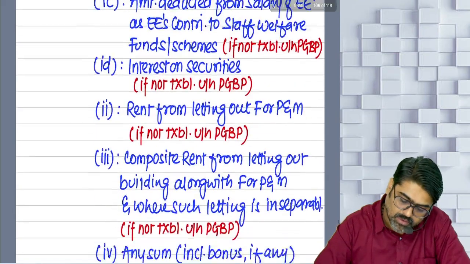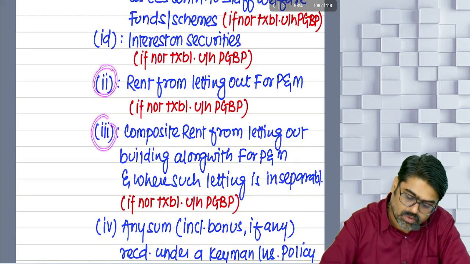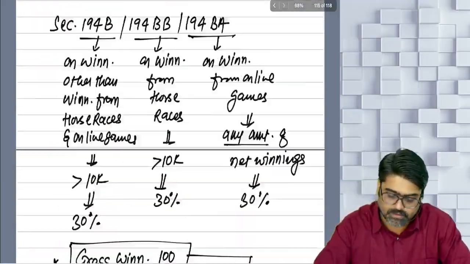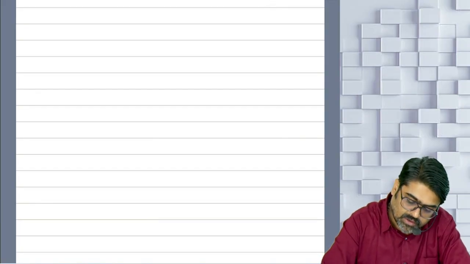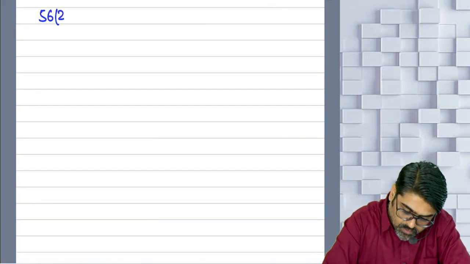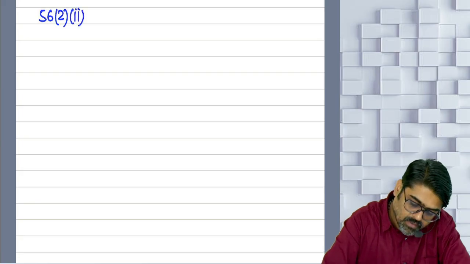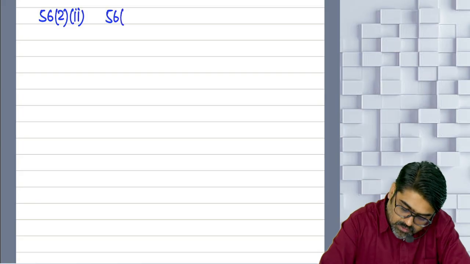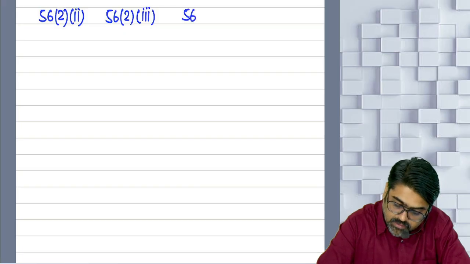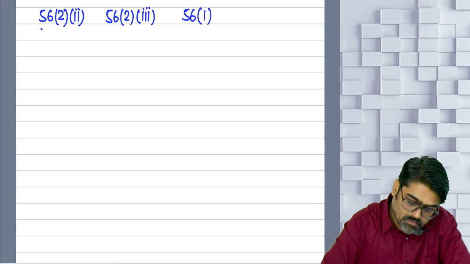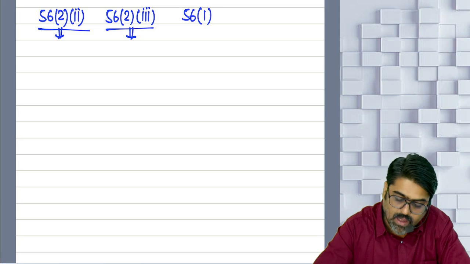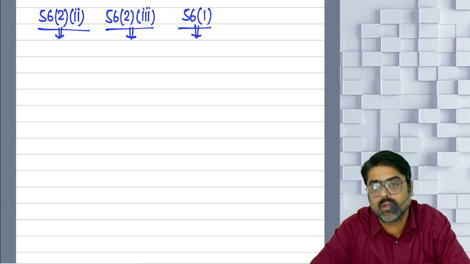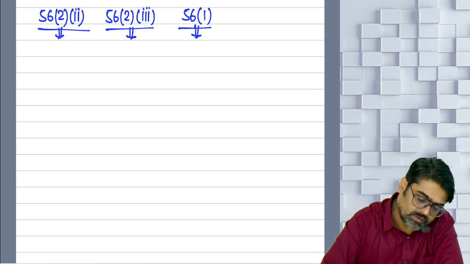Okay, now we are going to talk about rent. Pay attention. Now, see, there is Section 56 subsection 2 clause 3, and there is 56 subsection 1. Because of these two charging sections, some rent is taxable here, and because of the general charge also, some rent is taxable here.